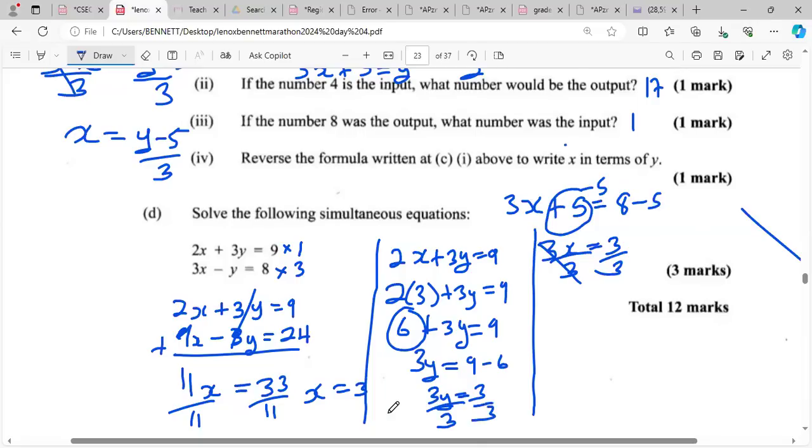And we can do a little check, right? We could do a rough check. We're saying that x is 3, y is 1. Let's see. 2 times 3, that's 6. 3 times 1, 3. We get the 9. We could still check the other one now. 3 times 3 is 9, minus 1, indeed 8. Alright?